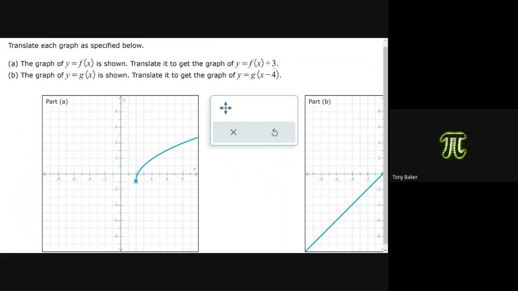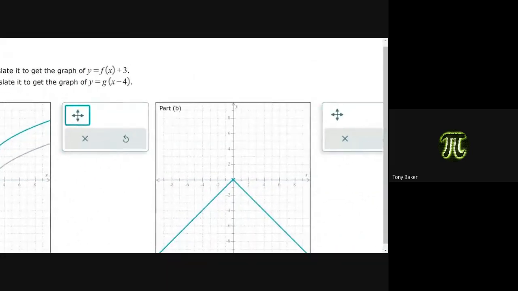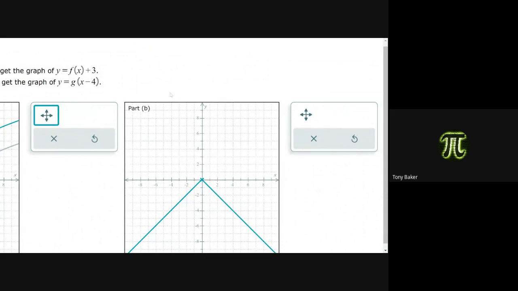f of x plus 3. Is it inside the parentheses or outside the parentheses? Outside. So where am I going? I'm going up 3. So I'm taking this point here, and I'm going up 1, 2, 3. I'm not going to y equals 3. I'm moving the graph they gave me up 3. Big thing. Make sure you don't screw that up. All right, this one. Right. I'm going to the right 4.